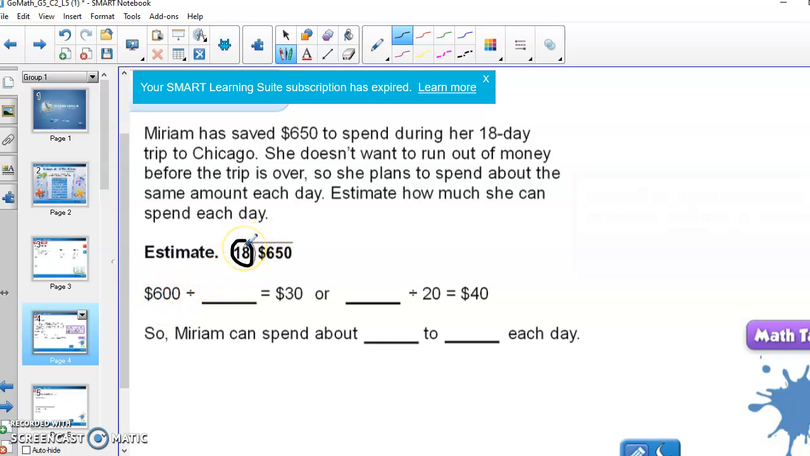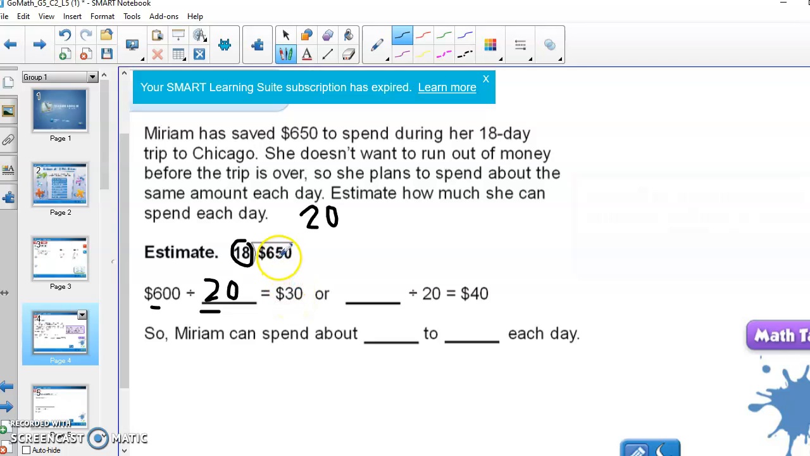So I know that 18 is in the tens, and it's really close to the number 20. So if I round 18 up to 20, I have to ask myself, well, is 600 compatible with 20? The answer is yes. 6 and 2 are both compatible with each other because 6 is a multiple of 2 and 2 is a factor of 6. So 600 divided by 20 means that Miriam could spend about $30 each day and she shouldn't run out.